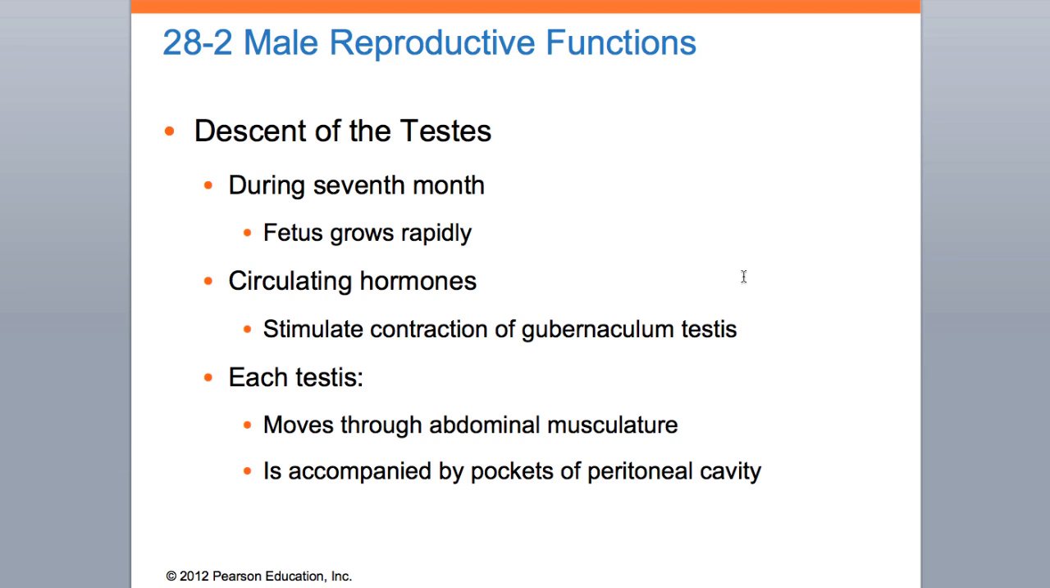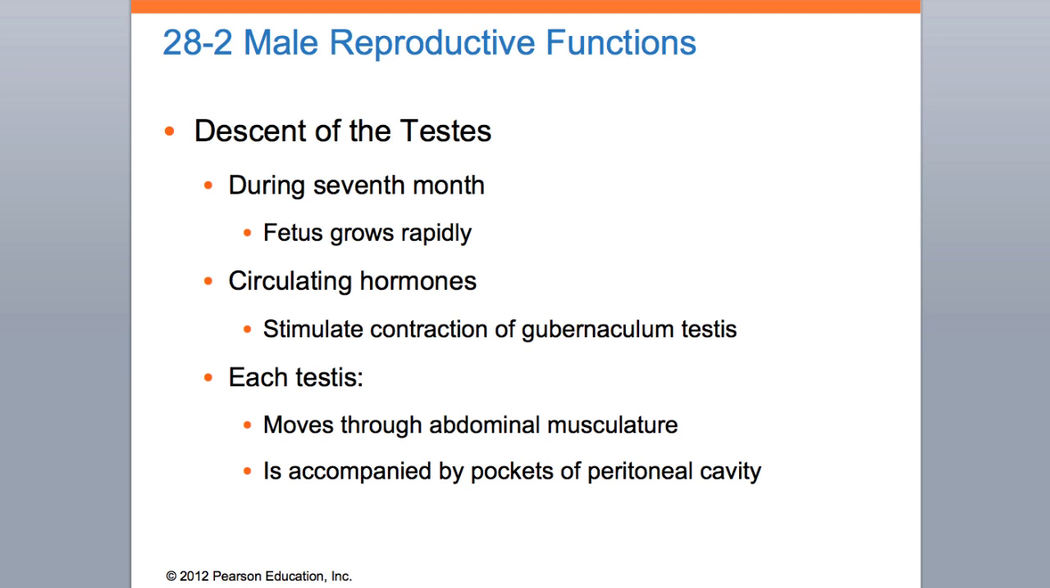Now, this slide is important. Notice what it says. The descent of the testes during the 7th month of fetal development is when the testes will descend. So when the male child is born, he should have his testes already descended. If it doesn't, surgical intervention is necessary. Otherwise, the child may end up sterile. Okay, so it is important.